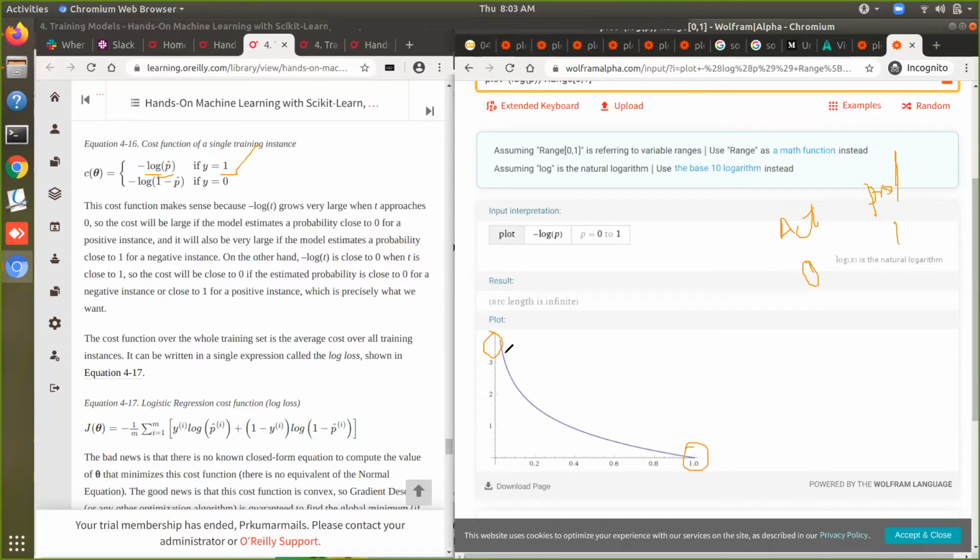We have to remember that P hat is the probability of class 1. That's what P hat means. So if P hat is 1, you're saying the probability of class 1 is 1, and that's why you're getting a perfect cost function at 0. At the other end, when P hat equals 0, you're saying the probability of class 1 is 0, and then you're completely wrong, right? And so you got a really high cost function at the left-hand side.